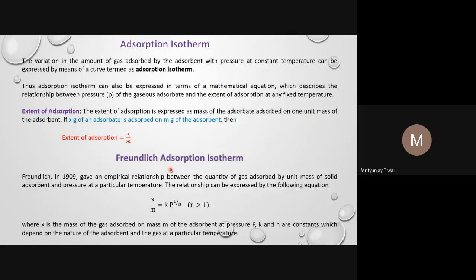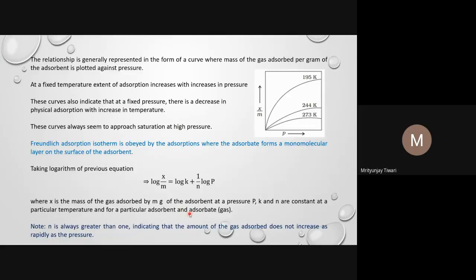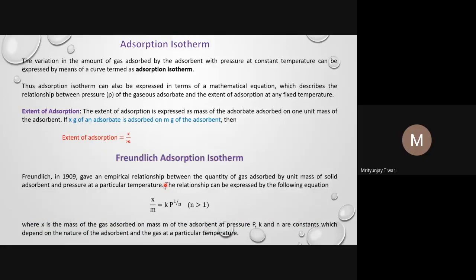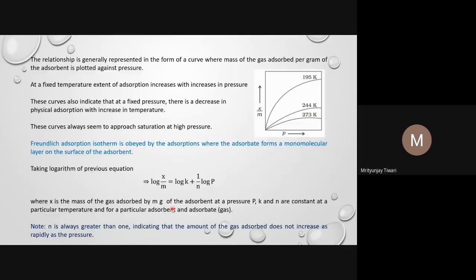We started with the Freundlich adsorption isotherm, and this equation we have studied: x by m is equal to kp to the power 1 by n, where n is greater than 1. This x by m is called the extent of adsorption. But what we have seen, if you take the logarithm on both hand sides, and then draw a plot between log x by m and log p, you should get a straight line.